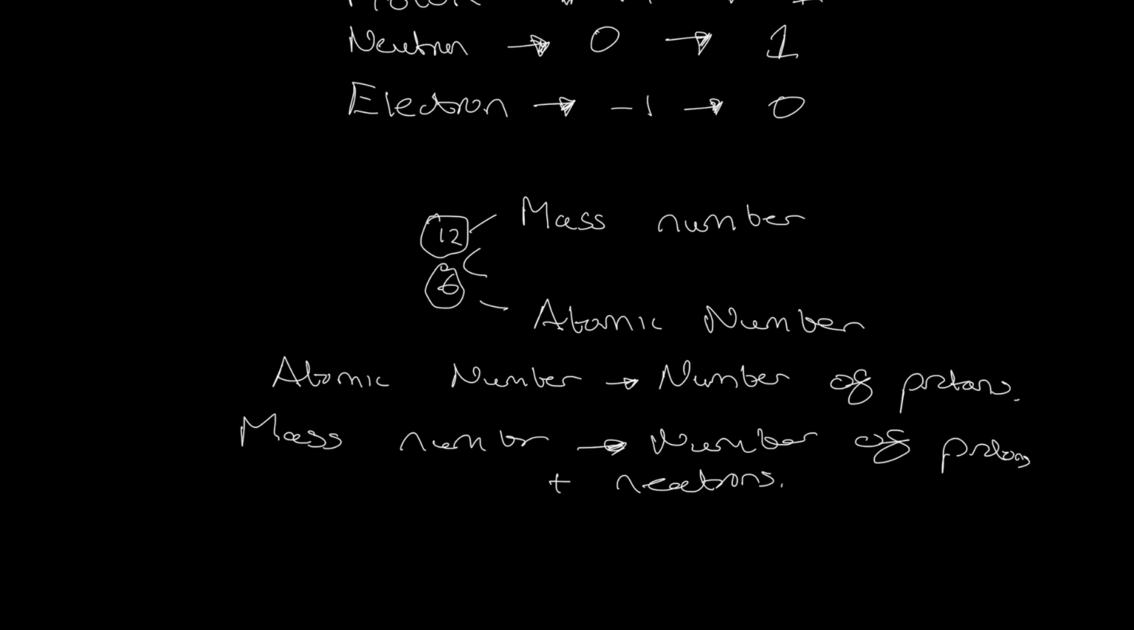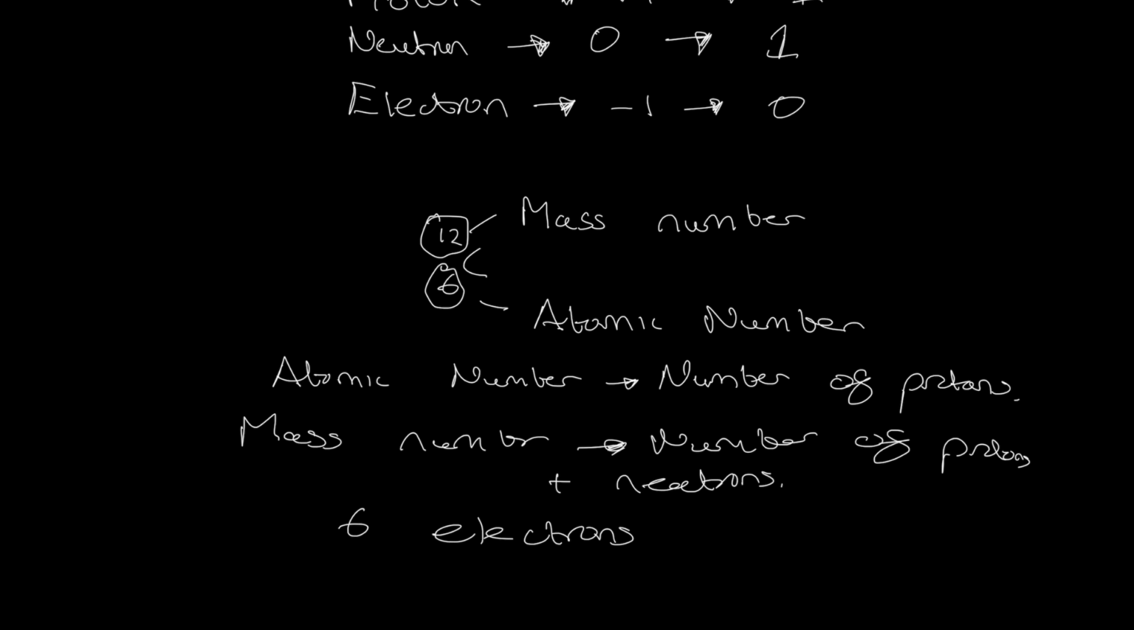In an atom that's neutral, which is all elements, the number of protons will equal the number of electrons. This is because the +1 and the -1 will cancel out. So as such, from this, you can work out that if the atomic number, the number of protons, is 6 and carbon-12 is neutral, there must also be 6 electrons orbiting the nucleus of carbon-12.